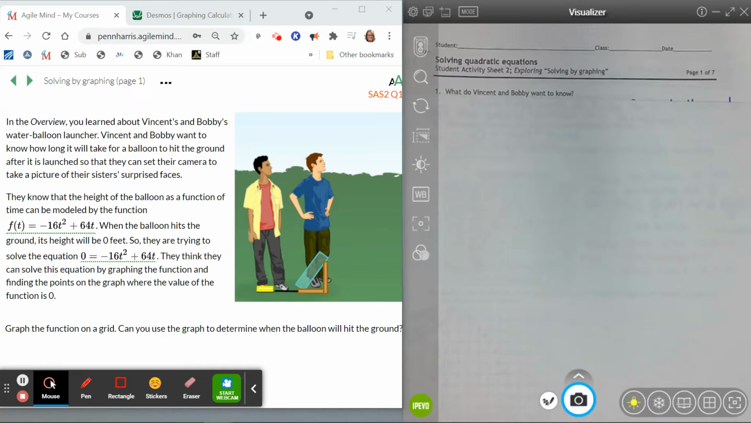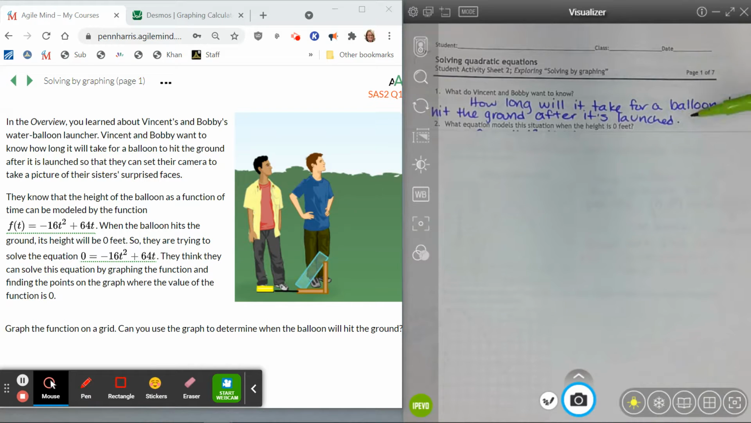All right, guys, here we are, topic 18, student activity sheet 2. We are going to explore solving quadratics by graphing. Okay, so you remember Vincent and Bobby from the previous activity sheet. They were wanting to know how long it would take for a balloon to hit the ground after it was launched.